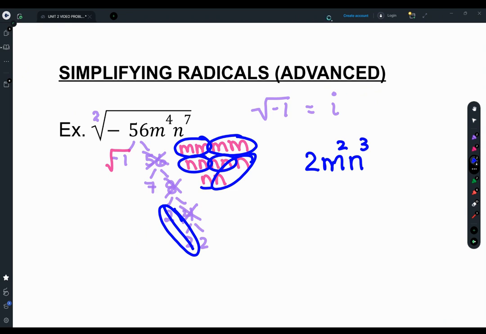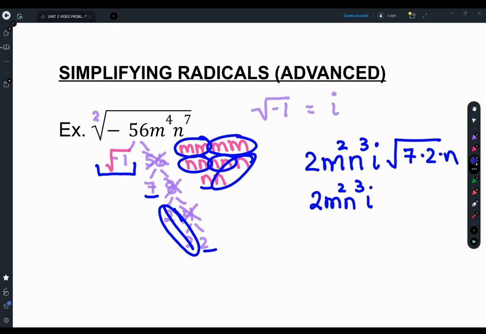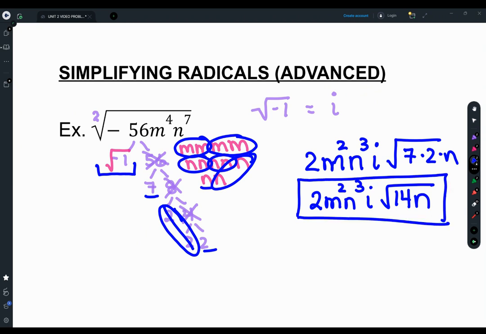And because of this little guy here, that square root of -1, we also have an i. And then what's left over is a 7, a 2, and an n. So when we simplify, we get 2m to the second, n to the third, i, root 14n. So that's a little bit new, but again, that idea of taking the square root of a -1 and that being i is going to hold true from this point on.